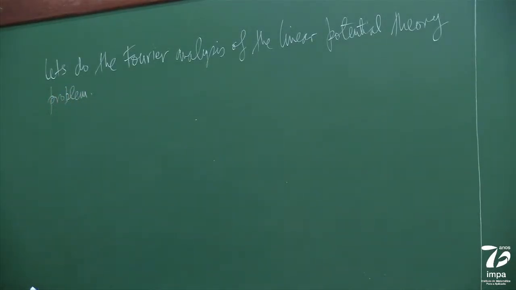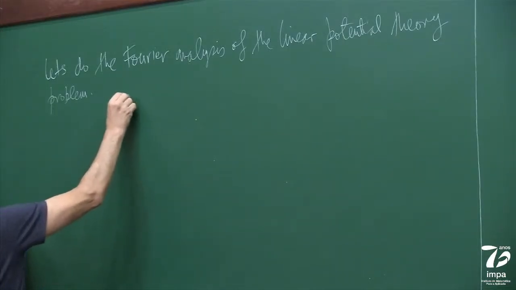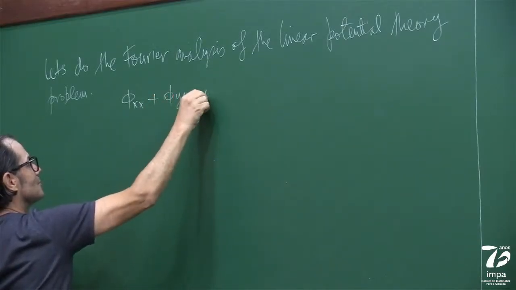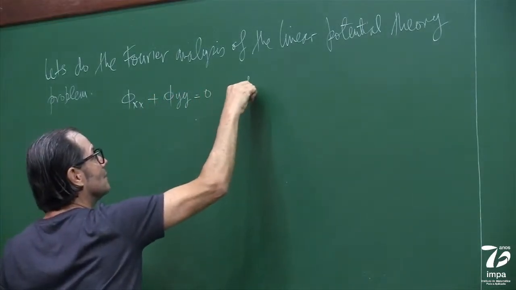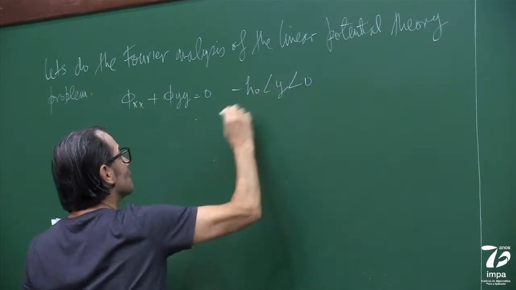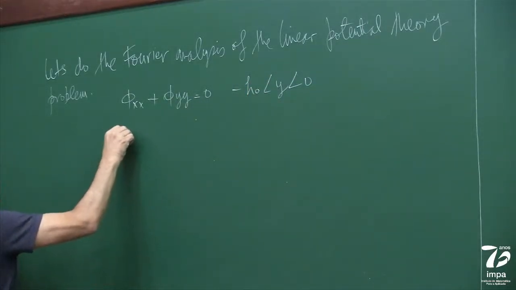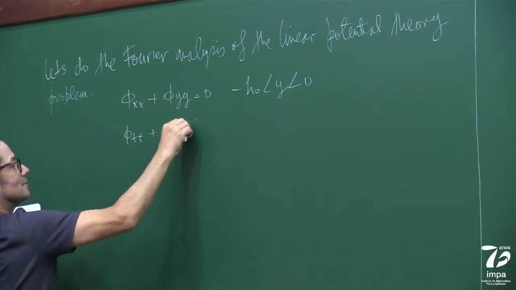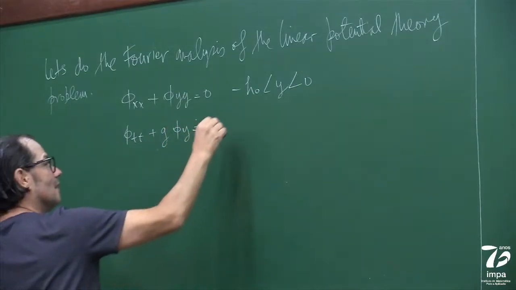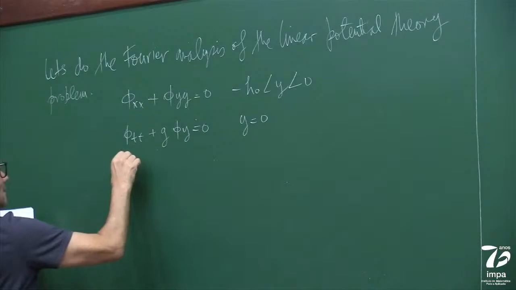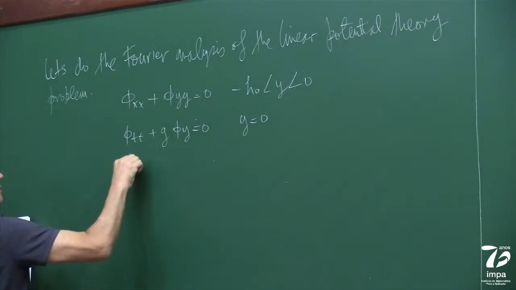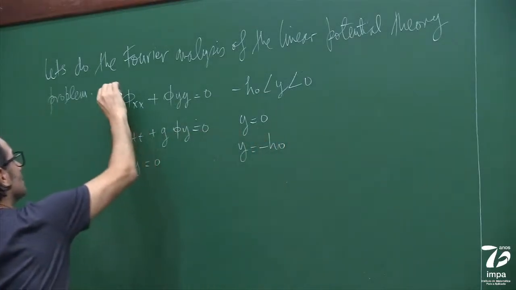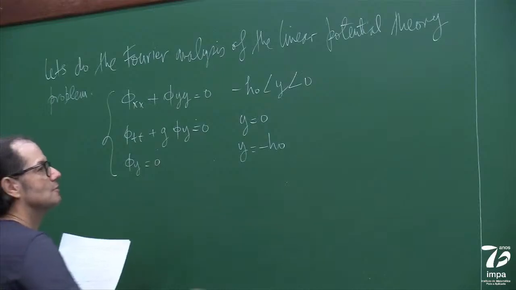So the Fourier analysis of the linear potential theory problem means this. We have Laplace's equation in a flat bottom region. We reduce the free surface conditions to only this condition at the undisturbed level, and we have the Neumann condition at the bottom, right? So we have a problem like this.